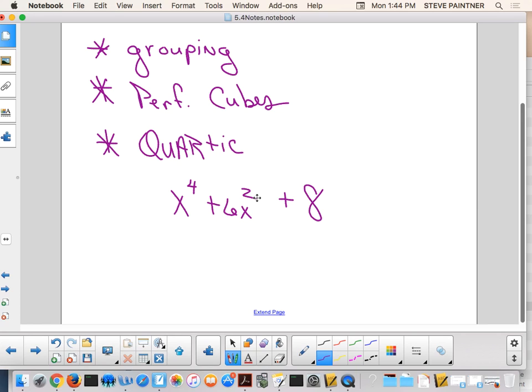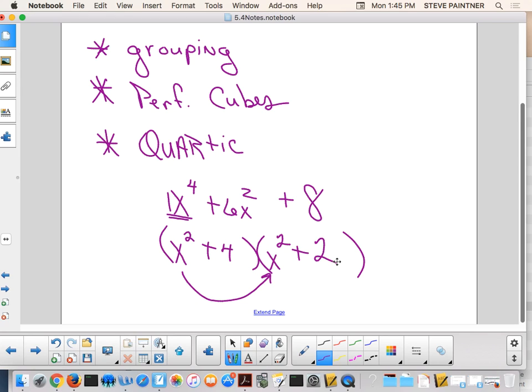So now it's a trinomial with a 1 in front. This should be an easy one. You should be thinking, how do I get this? X squared times what? Give me two factors of 8. 4 and 2. Or 8 and 1. Then, hang on, you should be asking yourself, am I done? Is this my best friend? Is that the difference of two perfect squares? No, that's the sum.